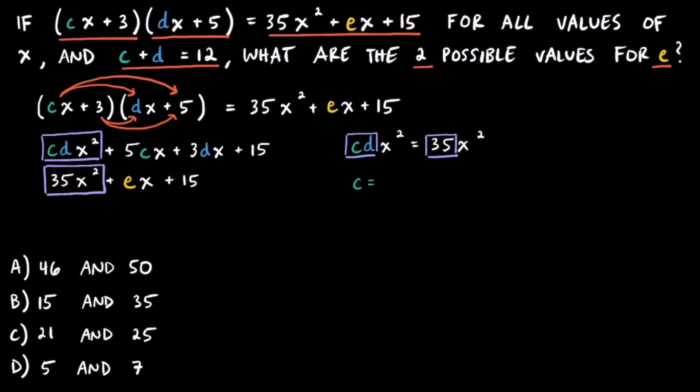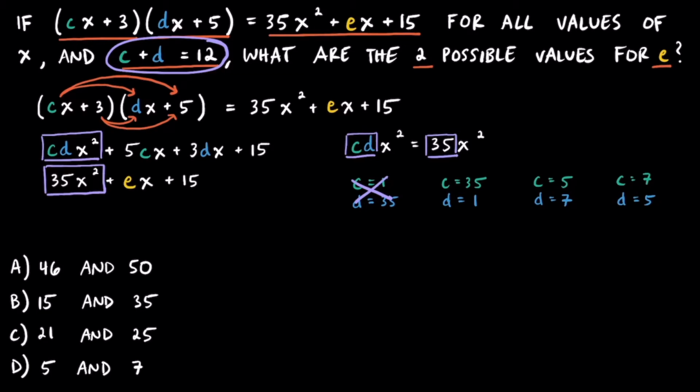That being said, c could be 1 when d is 35, or c is 35 when d is 1, or c could be equal to 5 when d is equal to 7, or c is 7 when d is 5. These are all the possible factors of 35. While we have 4 options here, let's try to remember another piece of information that we were given in the problem. We were told that c plus d had to equal 12, so we know that these two options are not possible.